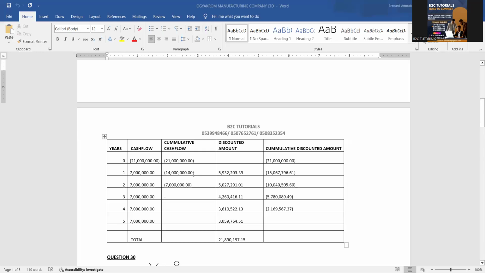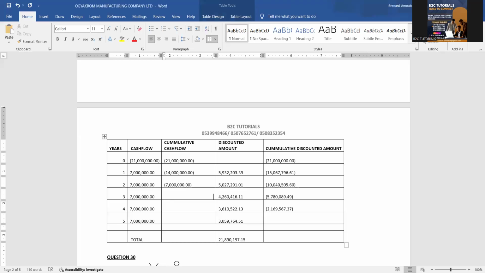Then in the next year, which is year 2, you are expecting to receive 7 million. If you pay the 7 million, what is left again for you is another 7 million. And then in the third year, you also receive 7 million, and you had 7 million to pay. So when you pay off the 7 million, you have nothing again in this year. Okay.